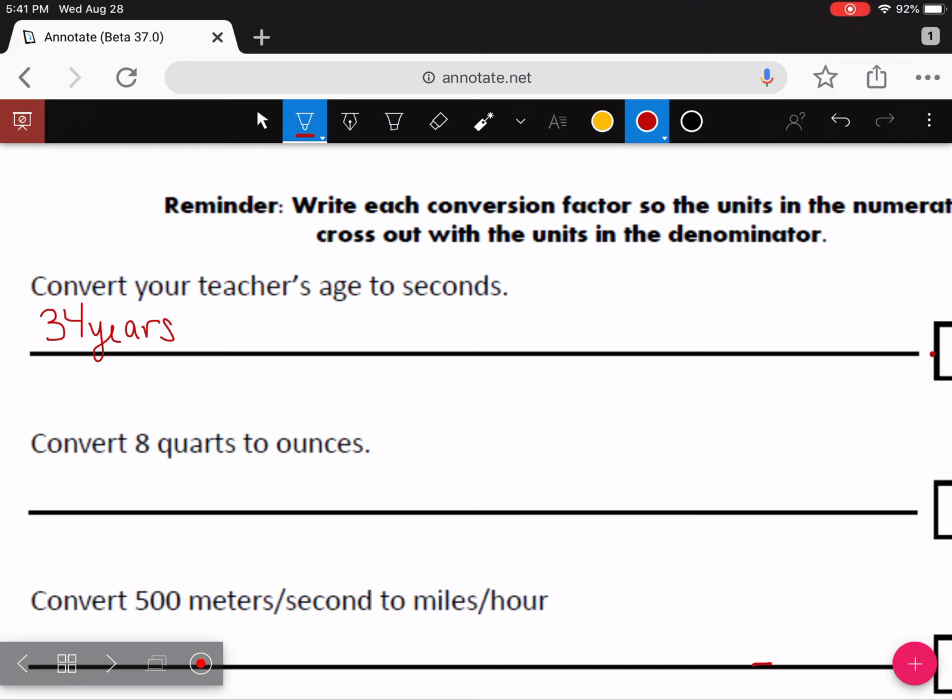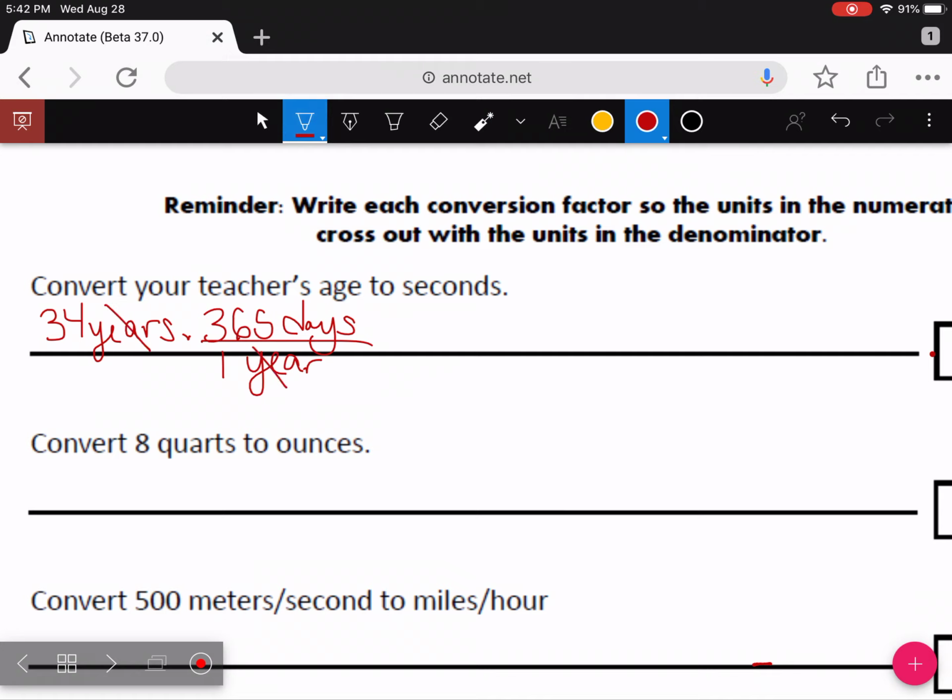Well, I'm 34 years old, so we want to get this down to seconds. So we're going to get smaller, so we want to figure out what units are smaller than years. Well, days are smaller than years. So we can multiply this by a fraction, and this fraction equals 1 because it has the same value on top and bottom, right? 365 days and 1 year are equal to each other. So I'm not really changing this value, I'm just changing its units. So I'm multiplying 34 years times 365 days over 1 year.